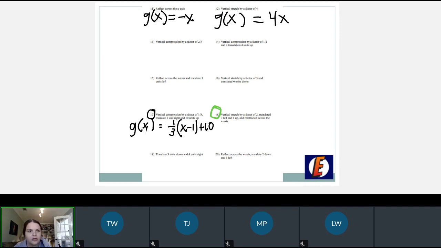Aubrey, close. I think maybe you mixed up a number here, but the left 7, that's right there. Good. Factor of 2. Good. I think this is supposed to be a 4. So plus 4 at the end. And then don't forget about the reflected across the x. So you're just missing a tiny little sign.